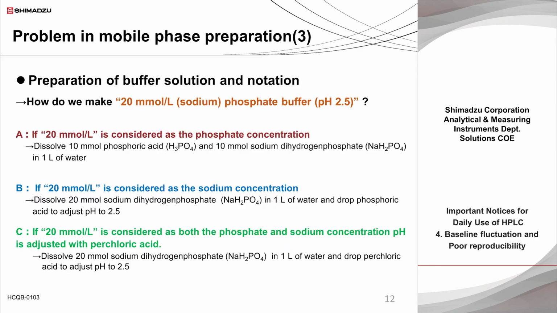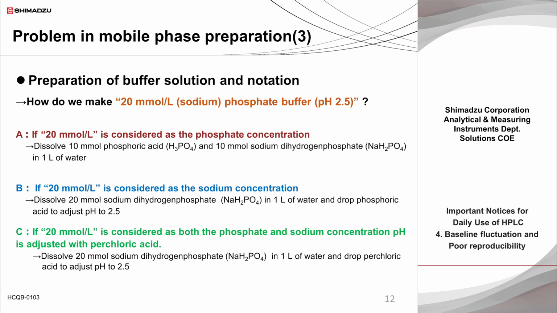A buffer solution has the effect of maintaining a constant pH and is usually prepared with a weak acid and its salt or base, or a weak base and its salt or acid. Generally, the concentration of a buffer solution should be described as the concentration of the weak acid or base that provides the buffering capacity, but if the description is ambiguous, the prepared buffer solution may have very different properties.